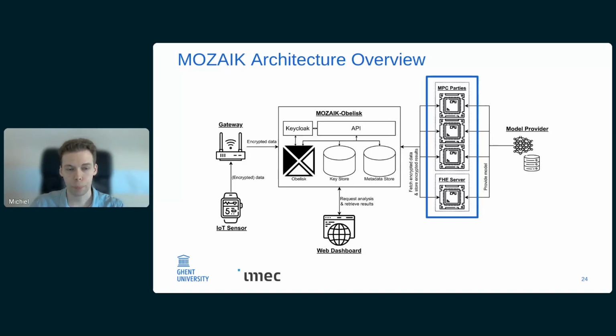So the parties, whether MPC or FHE, will all receive an encrypted string or encrypted bytes of data. In MPC, you can only perform computation on that data if it's unencrypted, so you first need to do some decryption, and in FHE it can automatically do the analysis on the encrypted data itself.